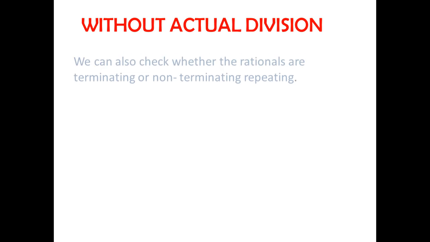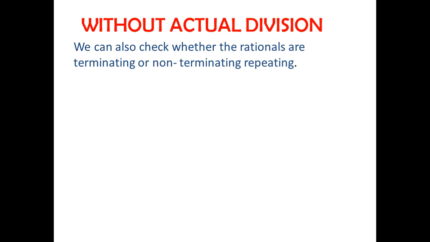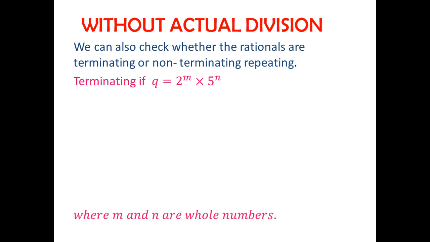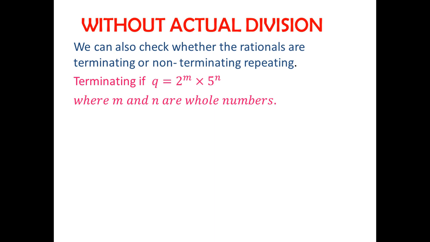Without actual division, we can also check whether the rationals are terminating or non-terminating repeating. Rationals are terminating if the denominator of a rational number is of the form 2 raised to power m into 5 raised to power n, where m and n are whole numbers. That means m and n can have any value starting from 0, 1, 2, 3 and so on. m and n should not be fractions because a fraction is not a whole number.